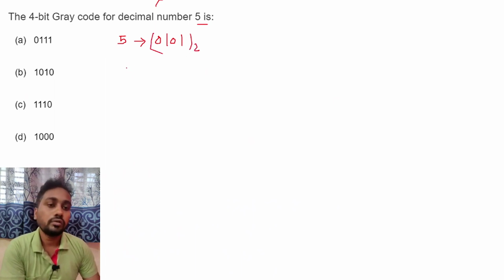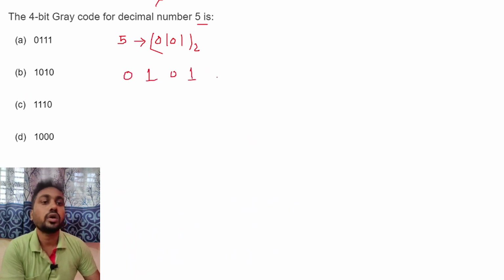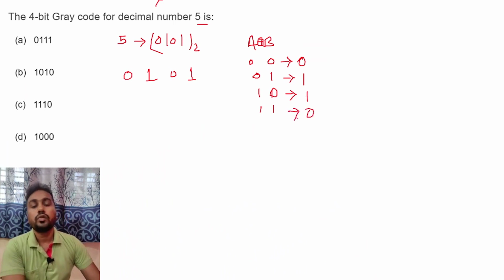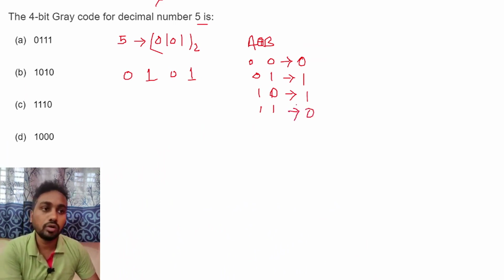Okay, so how will you convert this into gray form? You need to take this value and apply the XOR operation. XOR operation means what? You know the truth table of XOR, A plus B: for inputs 0 0, 0 1, 1 0 and 1 1, the output is 0, 1, 1 and 0. Whenever inputs are the same, the output is low, and whenever inputs are different, the output is high.